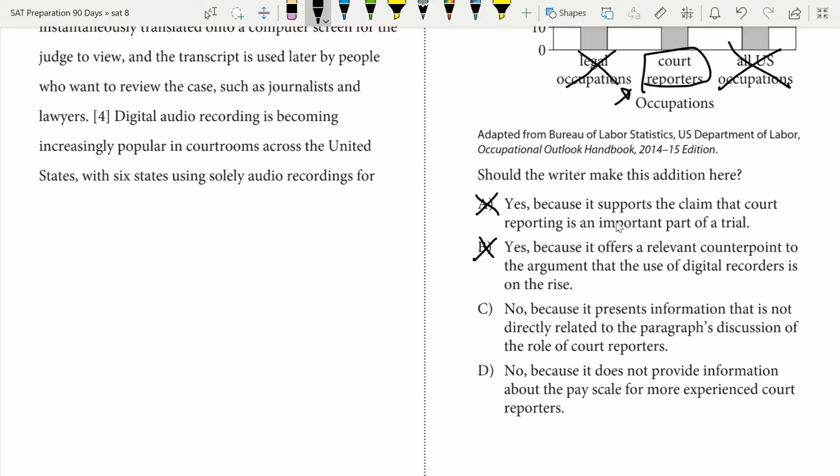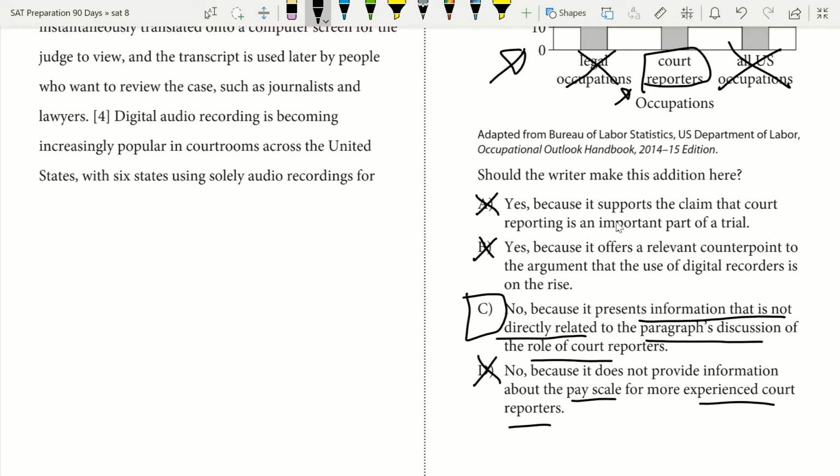Okay, so we're not going to want to add it. Now let's take a look at our two options. We're going to start with D first because I know that that's wrong and I want to show you why it's wrong. So we have D, "No, because it does not provide information about the pay scale for more experienced court reporters." Once again, we're not talking about their salaries. The key part as to why we don't want to add this is because even if it shows the salaries of court reporters, that's not the subject of the paragraph, so we would be blurring our focus. So the correct answer here is going to be C: "No, because it presents information that's not directly related to the paragraph's discussion of the role of court reporters."